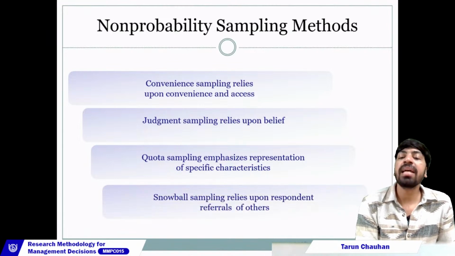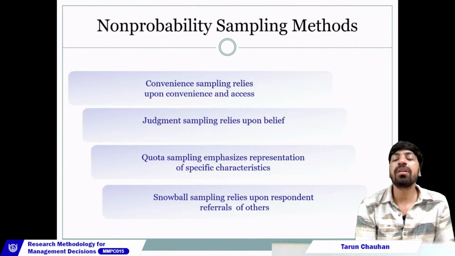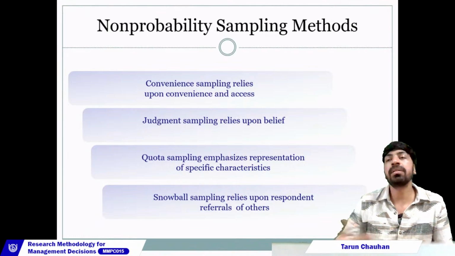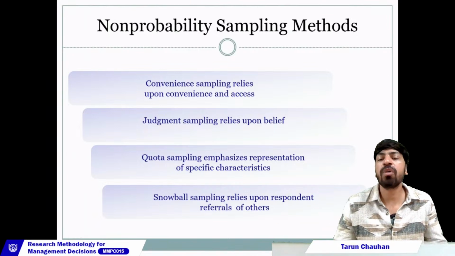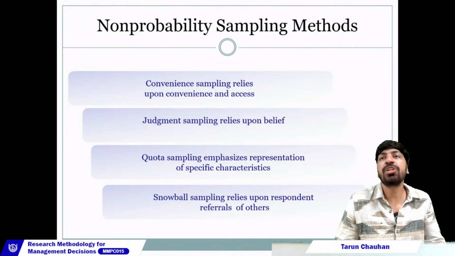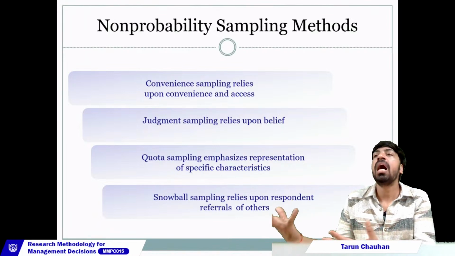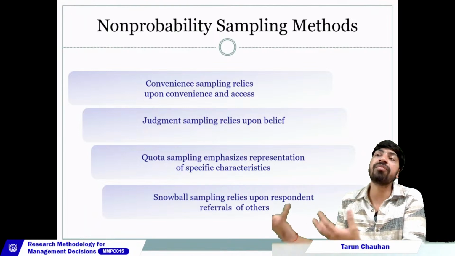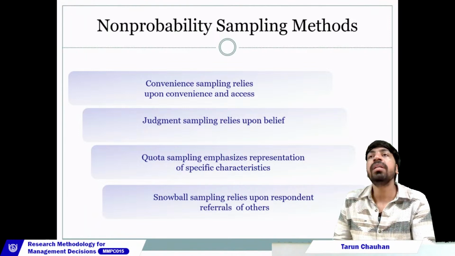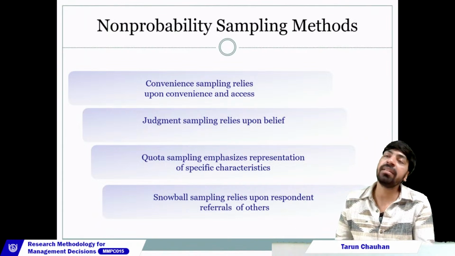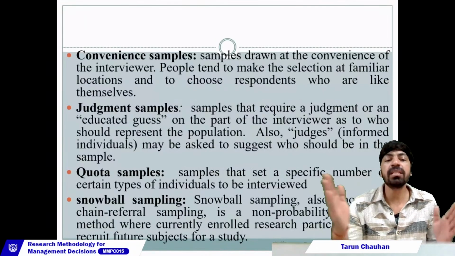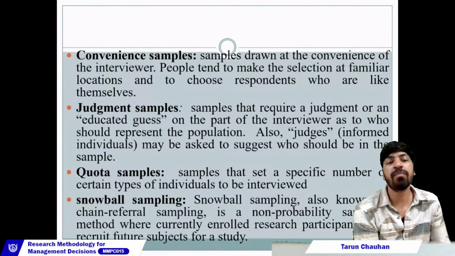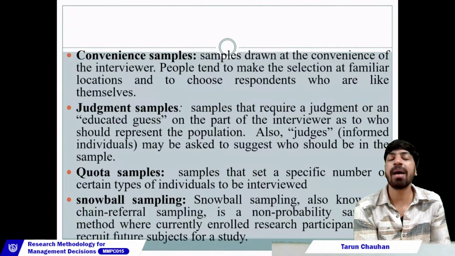Snowball sampling relies upon the respondent's referral of others, where the participants who are not aware of the topic use others' references, friends to friends references, to learn about the topic and to get aware about the research topic. That sampling is called snowball sampling. So let's read one by one the types of non-probability sampling.